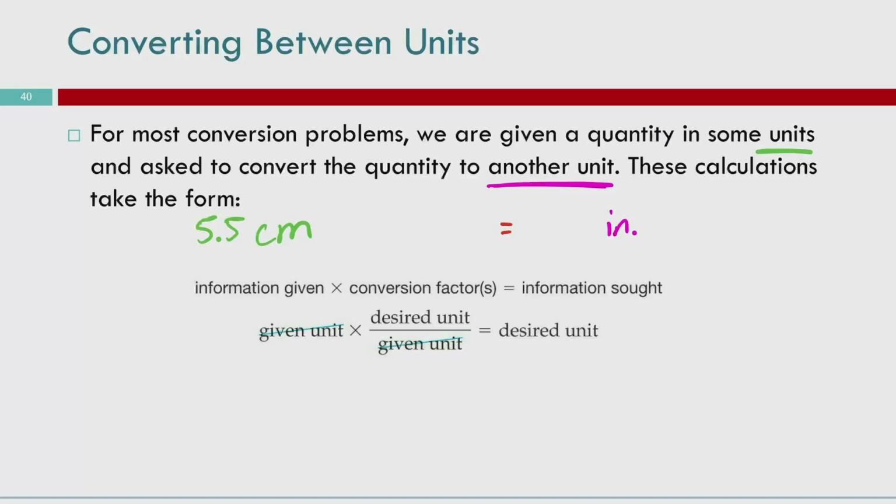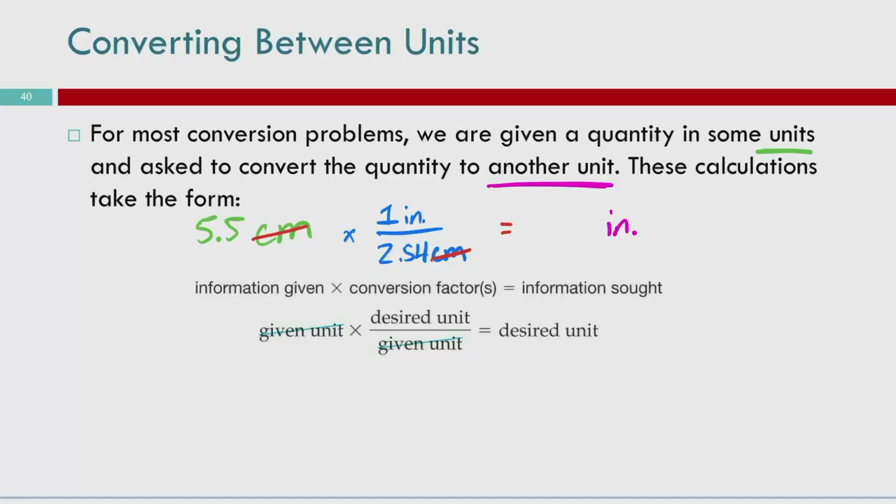So the conversion factor that we would be using in this case would have 1 inch on the top and 2.54 centimeters on the bottom. The 2.54 centimeters on the bottom means that we're dividing by 2.54 centimeters. Since we've got centimeters on the top and centimeters on the bottom, those will cancel out just like the x over x that we saw before. It turns into a 1, so we can just poof, get rid of it.